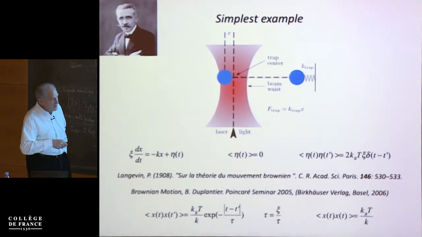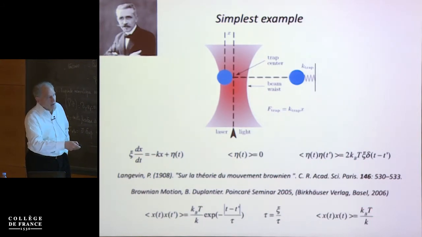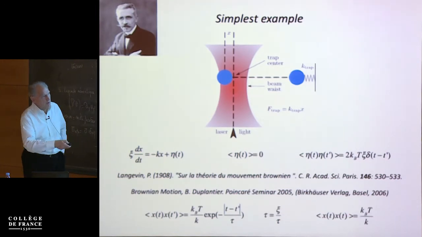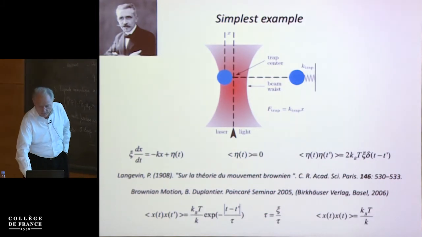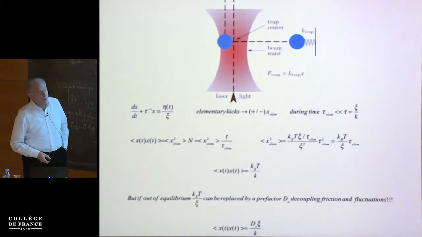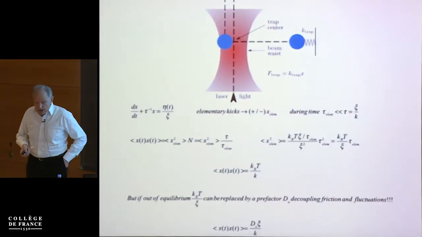But the main result which we'll be using is that the equal time correlation is simply a thermodynamic quantity, and it's temperature over the elastic modulus. Nowhere do you find the friction coefficient in that relation. Now I'll propose a different way of thinking about that relation.